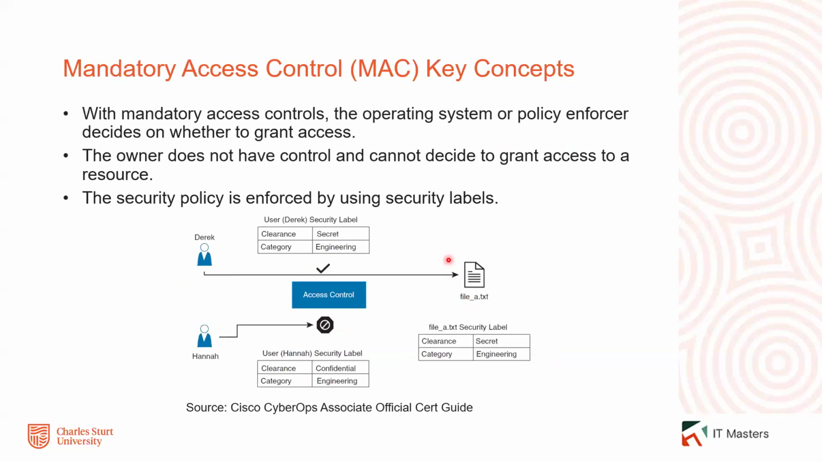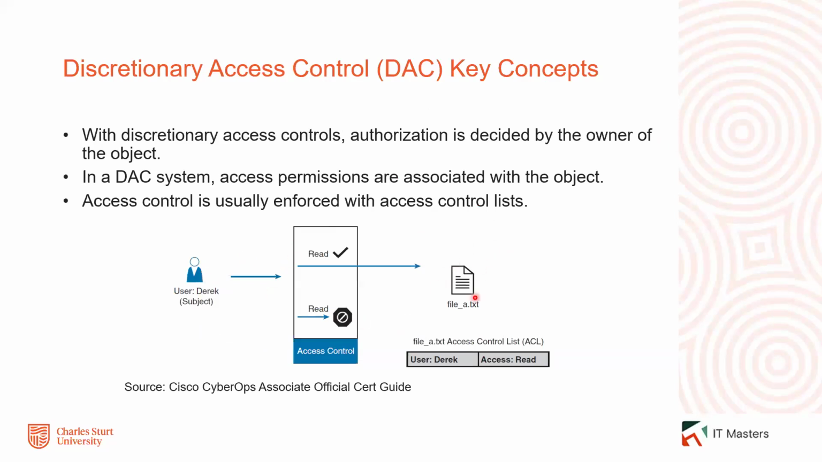With mandatory access control, the operating system or policy enforcer decides on whether to grant access. The owner does not have control and cannot decide to grant access to a resource. The security policy is enforced by security label. So how is that different? So here, Derek is the owner of this file. So he has administered the read access on that. So he has access to that. But having said that, he also has full control to change it if he wanted to, because he's the owner.